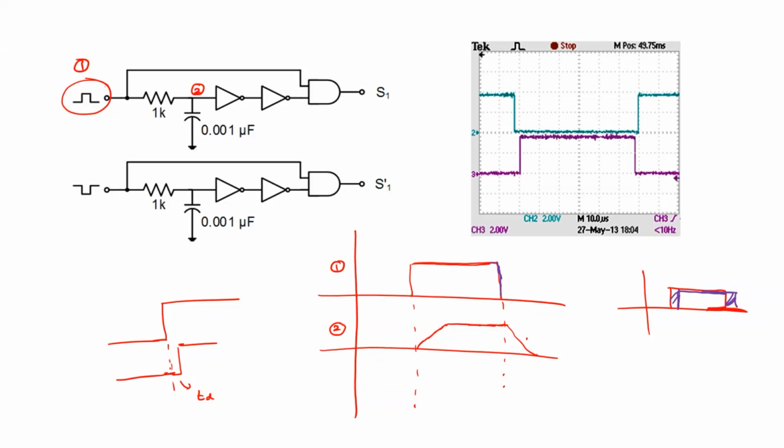So what we have to do is connect an AND gate here. What exactly will you get? Whatever this portion is, that will be cropped. When the AND gate is 1, when this is 1 and this is 1, then only you get 1, right? So you will get a waveform something like this. This is the output of the AND gate.